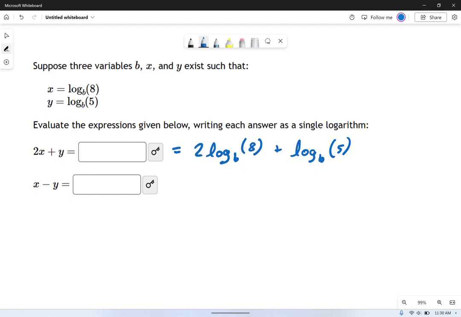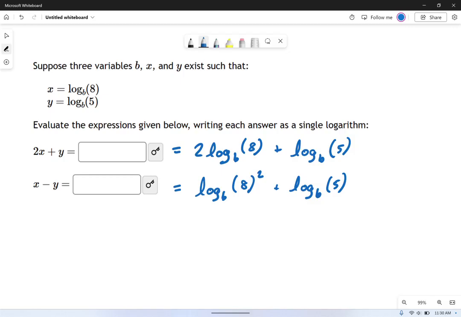And the first thing I'm going to do is address this right here, that 2 that's out front. I'm going to use the power rule to rearrange this logarithm to log base b of 8 squared. See how the 2 went up into the exponent? If that had been a 3 in front of the logarithm, it would become 8 cubed. If it had been a 4 in front of the logarithm, it would have been 8 to the 4th. And let's just keep this one the same for now.